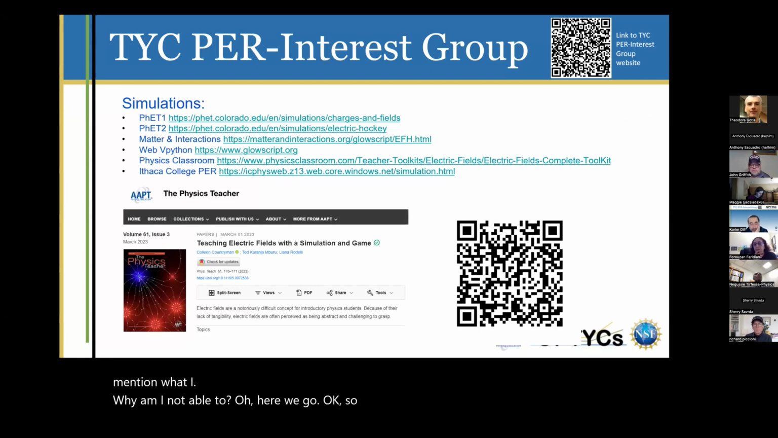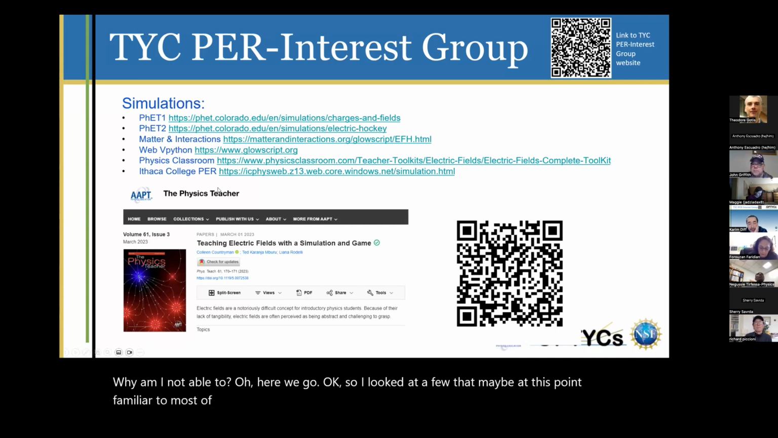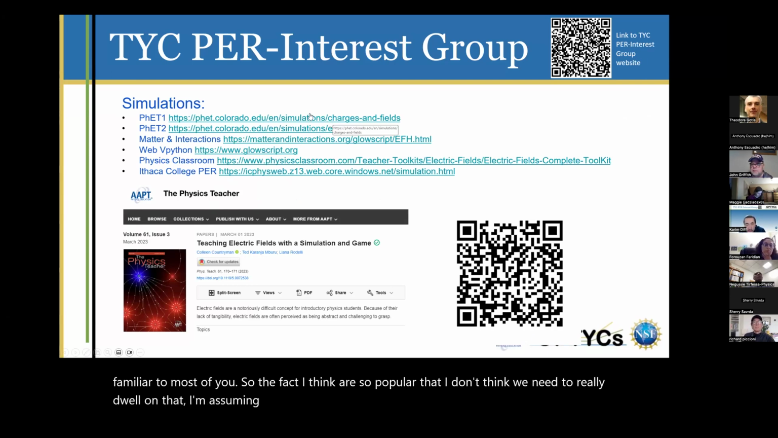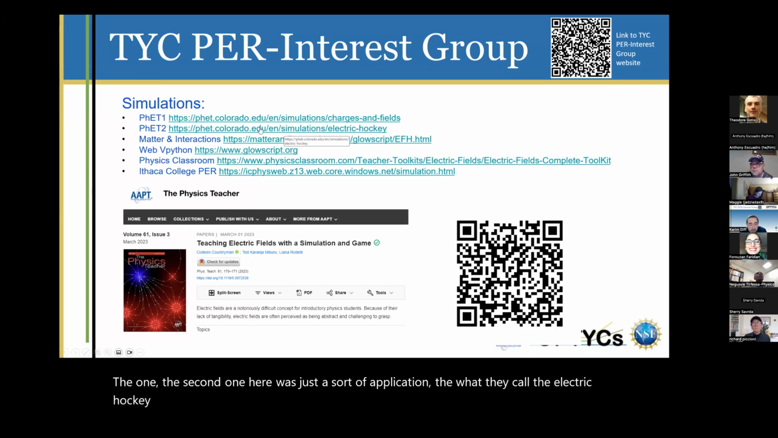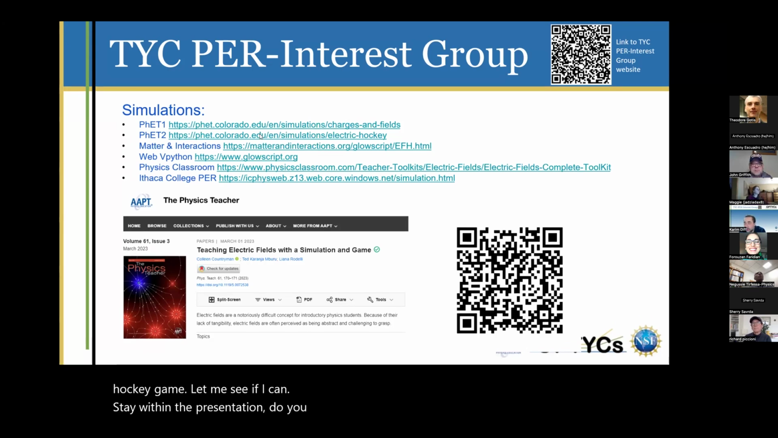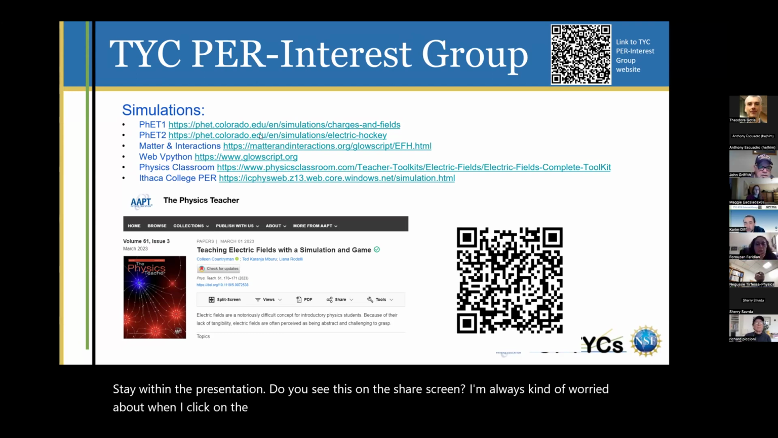I looked at a few that may be, at this point, familiar to most of you. The PhET simulations are so popular that I don't think we need to dwell on that. I'm assuming most of you are familiar with them. The second one was an application, what they call the electric hockey game. Let me see if I can stay within the presentation. Do you see this on the share screen? I'm always worried about when I click on the link. Do you see it? I can see it.